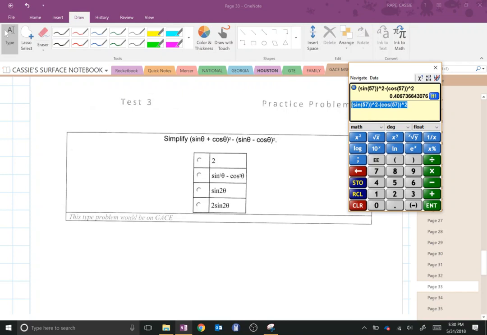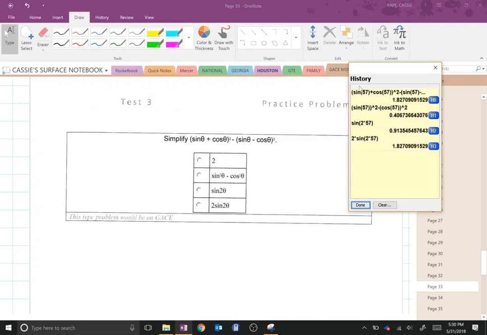Okay, next one. The sine of 2 times 57 is, I'm going to go back and look at the history. I think that's right. But let's just make sure and do the last one. 2 times the sine of 2 times 57, close that and enter. Okay, 1.8207. So I'm going to go look at the history. The sine, this was the big complicated one, 1.8207.